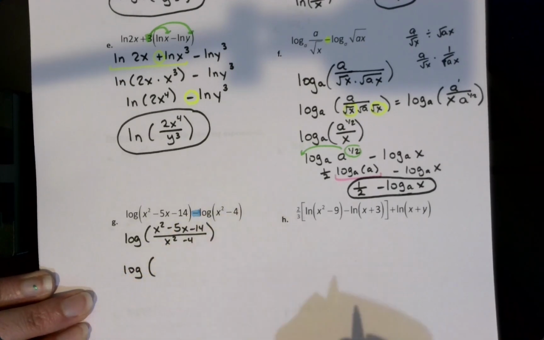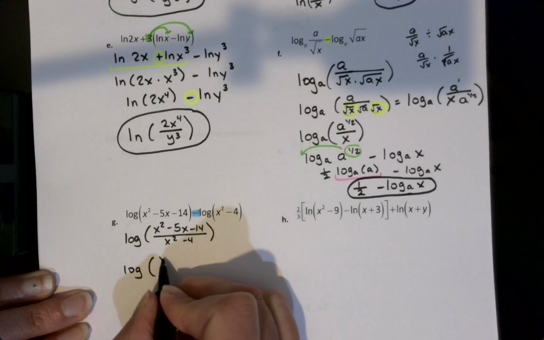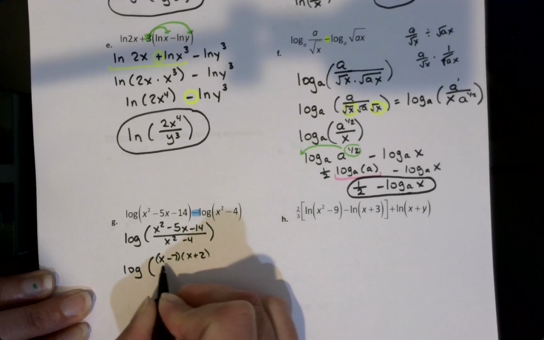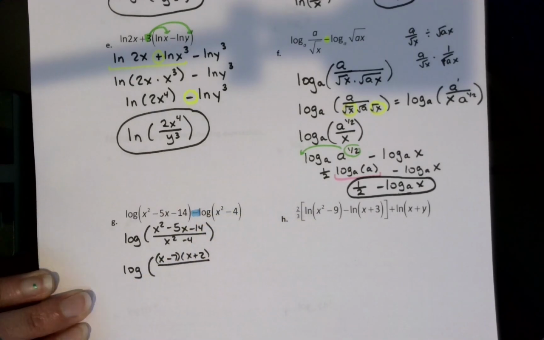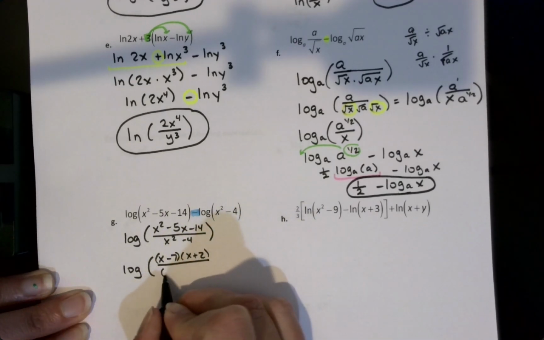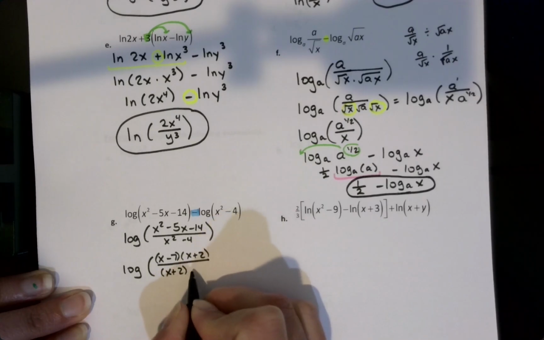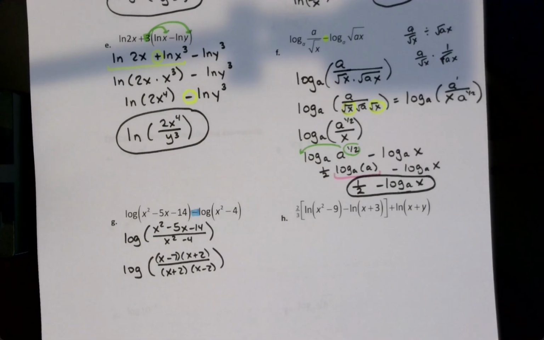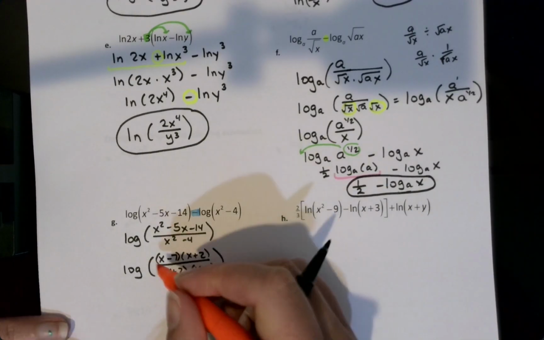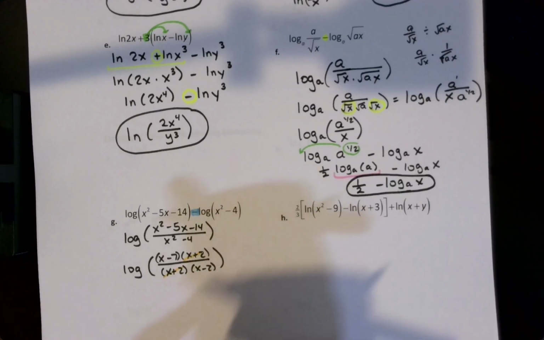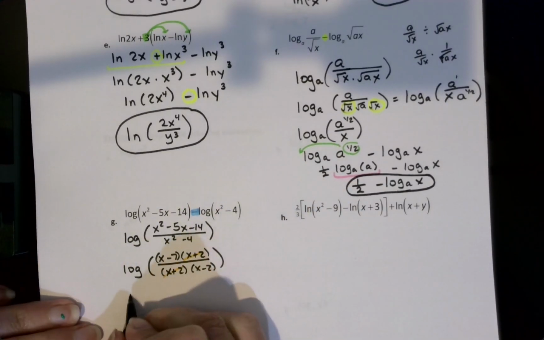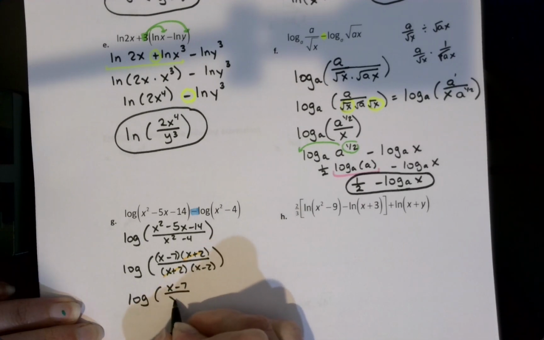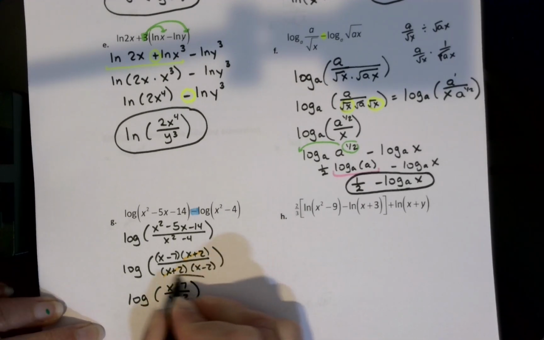Let's see, 14, I can use 7 and 2. I'm going to need x minus 7 and x plus 2 to multiply to a negative 14 and add to a negative 5. And the bottom's a difference of squares. That's going to be an x plus 2 and an x minus 2. Looks like this is going to reduce. I can reduce the x plus 2 factors here. So my simplified answer is going to be the log of x minus 7 over x minus 2.